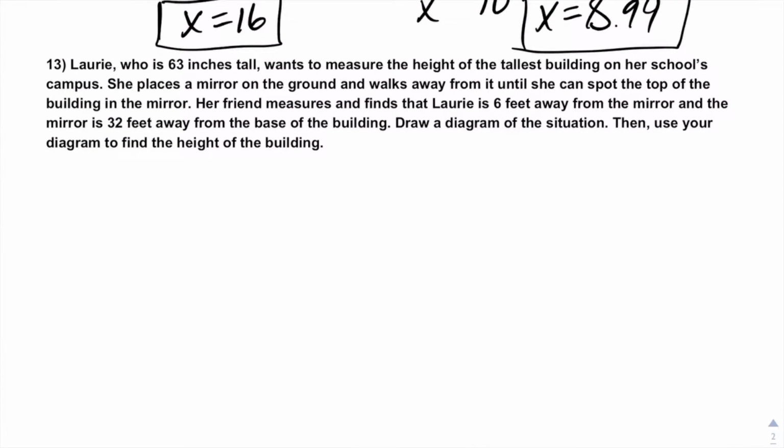Next question. Lori, who is 63 inches tall, wants to measure the height of the tallest building on her school's campus. She places a mirror on the ground and walks away from it until she can spot the top of the building in the mirror. Her friend measures and finds that Lori is 6 feet away from the mirror and that the mirror is 32 feet away from the base of the building. Draw a diagram of the situation, then use your diagram to find the height of the building.